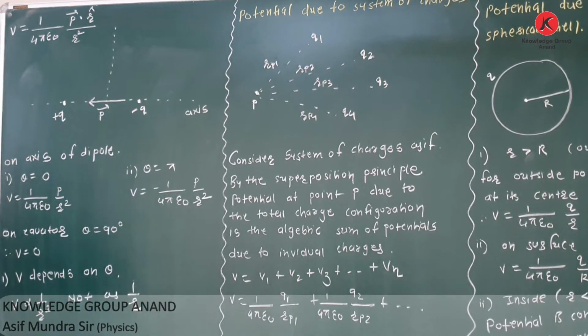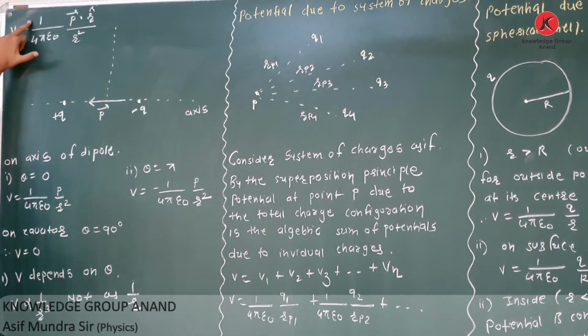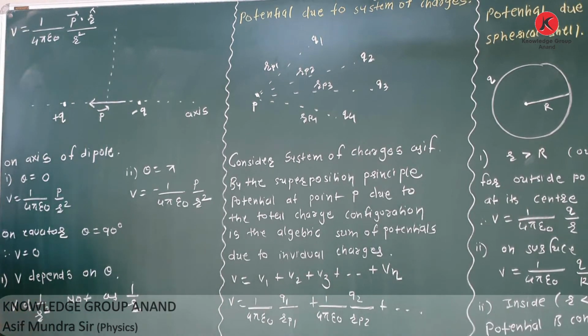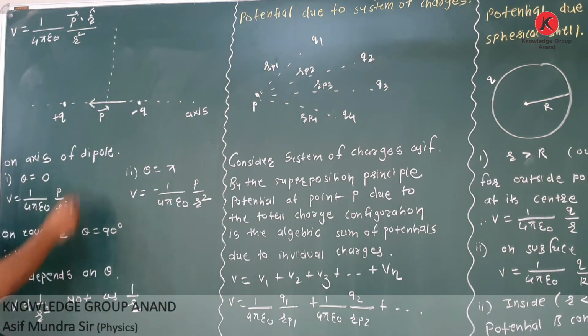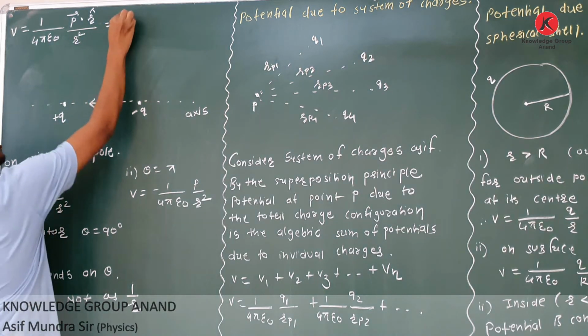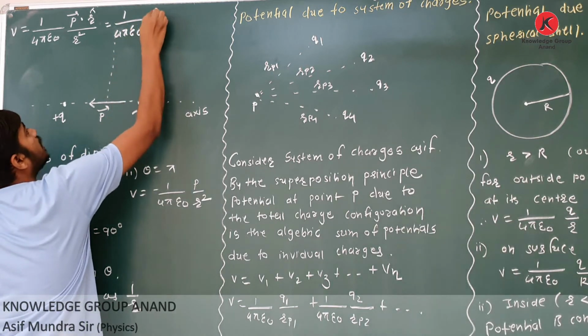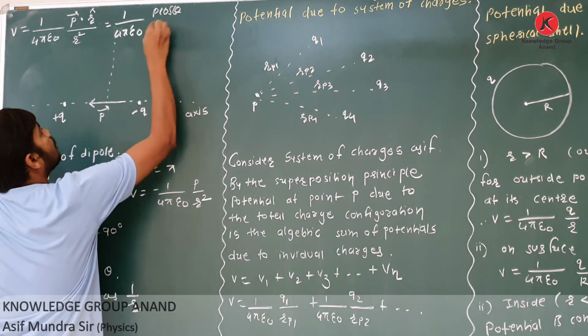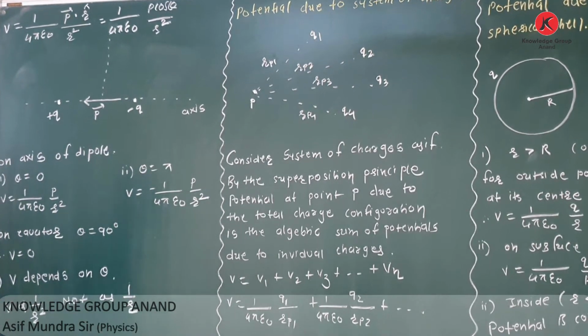See, we have obtained the equation of potential due to electric dipole. V is equal to 1 upon 4 pi epsilon 0 P dot R caret upon R square. So we can also write V is equal to 1 upon 4 pi epsilon 0 P cos theta upon r square, where theta is the angle between P and R. Okay, we have obtained this equation. Now you have to consider two special cases.